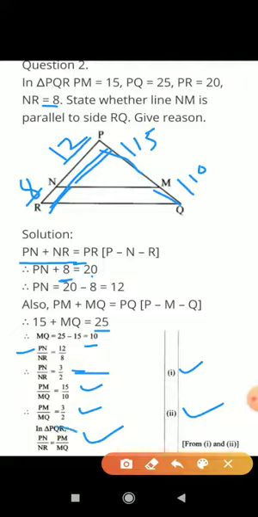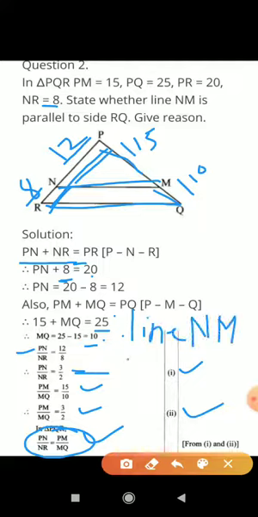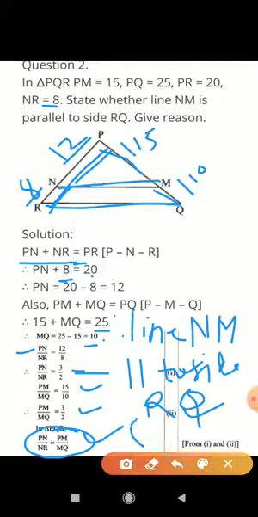And if the ratios are equal, then we can say this line is parallel to this side of the triangle. So in the next line we can write, therefore, line NM is parallel to side RQ. So this is our answer, and the reason is converse of basic proportionality theorem. Okay, so this is the answer of question number 2.